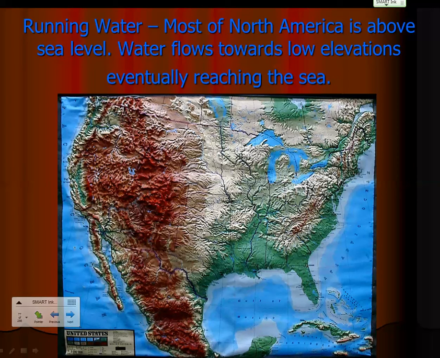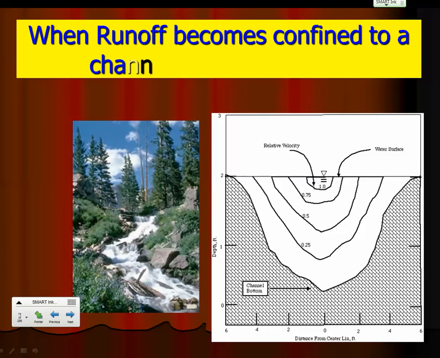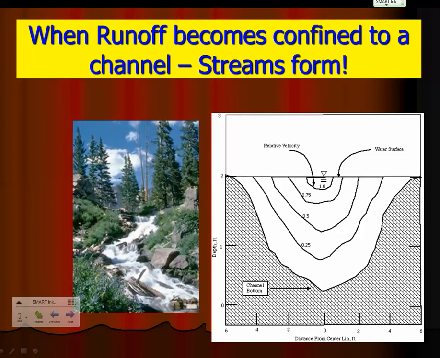Okay, moving on. Running water. Most of North America is above sea level. You guys know that. It's obvious. Water flows towards low elevations, eventually reaching the sea. Always wants to get to the sea if it can. Now, when runoff is confined to a channel, streams form. And usually streams form in the areas where it's slightly lower or the rock is a little weaker. And sometimes it's just random.